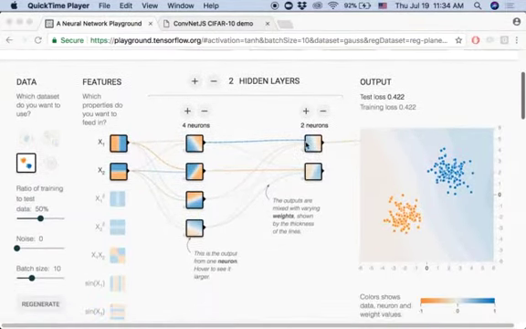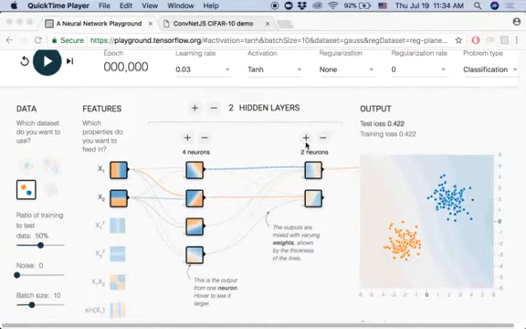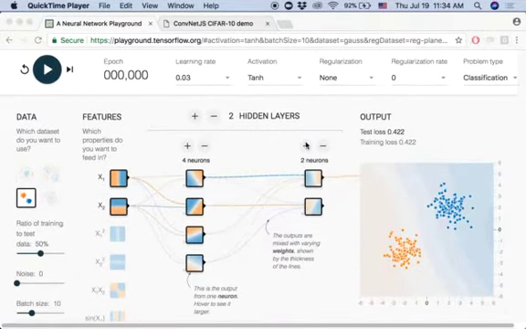Let me begin by showing you a quick demo of neural networks in action. Okay, so here we have this demo done in TensorFlow, which is one of the libraries where you can set up many different types of deep learning problems. Okay, so let me just show you.